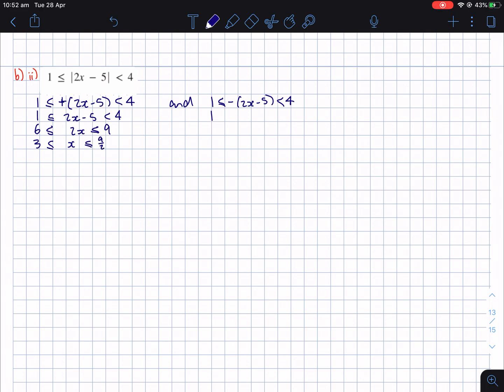Okay, with this one, I've got 1 is less than or equal to negative 2x plus 5 is less than 4. I'm going to subtract 5 from everything, so I get -4 is less than or equal to negative 2x is less than or equal to -1, because I'm subtracting 5. Now I'm going to divide everything by -2. -4 divided by -2 is positive 2. This is x, and this is positive 1/2, and my signs change, which means I need to rewrite it as 1/2 less than or equal to x less than or equal to 2. And that's how to do question 15.